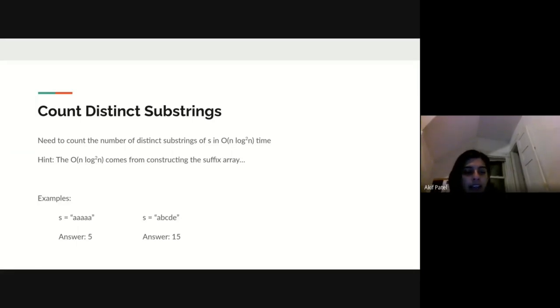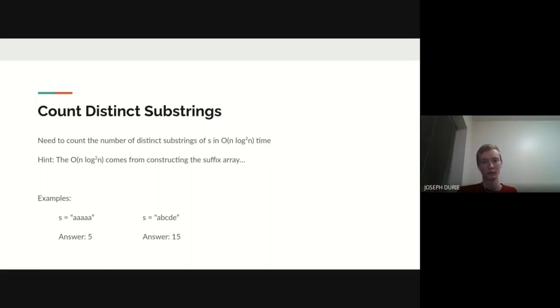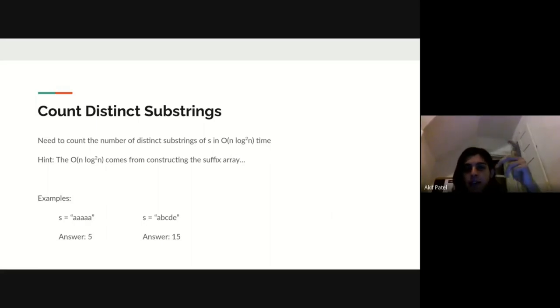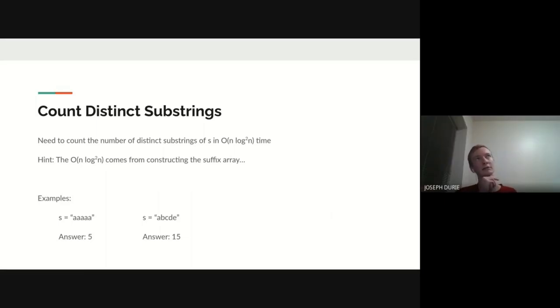So AAAA only has five distinct substrings, just all the A's of length 1 to 5. Right here, there's 15 distinct substrings because all the substrings are different, since you have no characters that are the same. And in that case, it's 5 choose 2, I think. Well, it's like 6 choose 2, because you're choosing 2 characters, and you can have repeats. Yeah, 6 choose 2. It doesn't matter. Basically, every substring is distinct there. You don't have duplicates because every character is distinct.